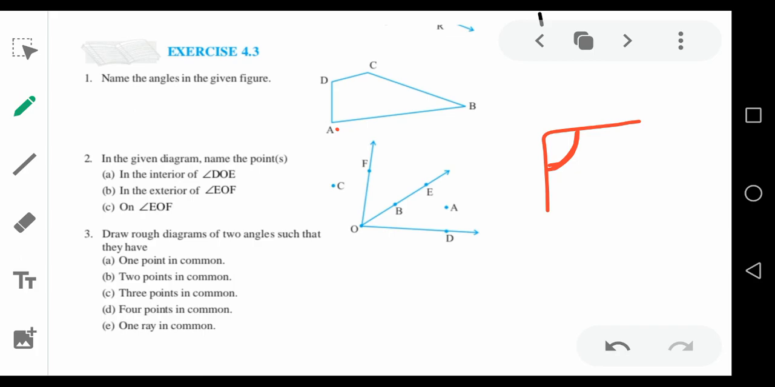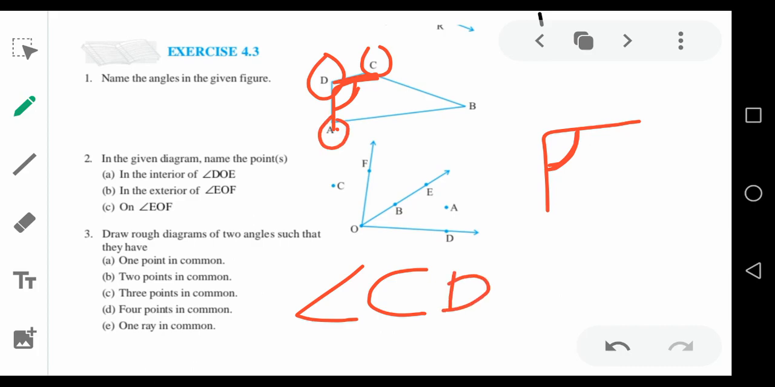So here in the figure, these two lines, where is the angle formed? This is the angle. How will you name it? From where will we start? This line. Where is another point on this line? C. Where is the angle formed? It is on D. So CD, and the next point is A, that is angle CDA.